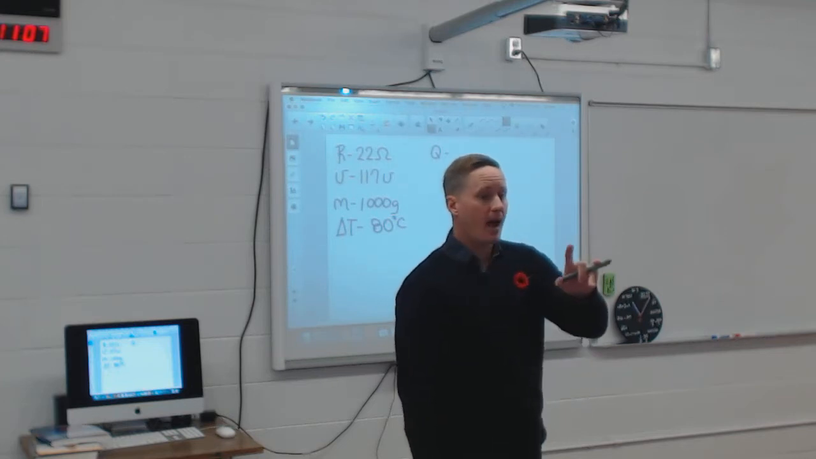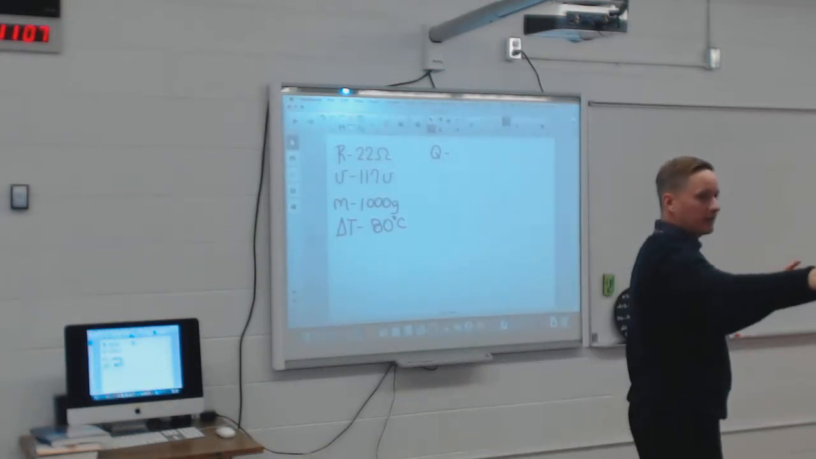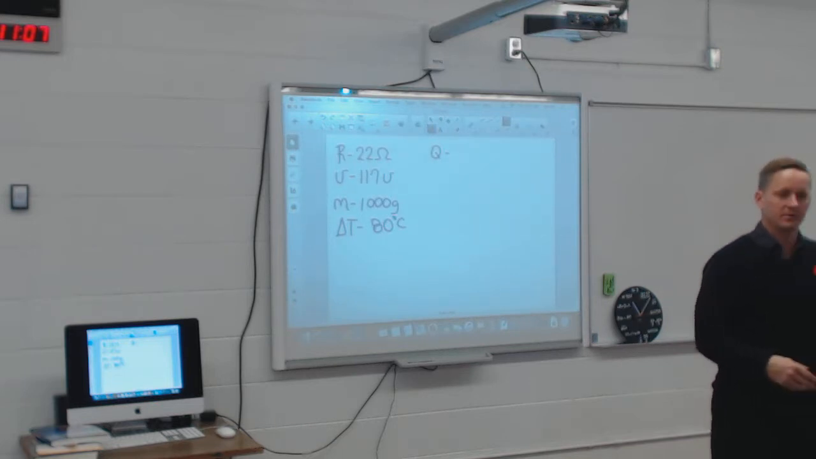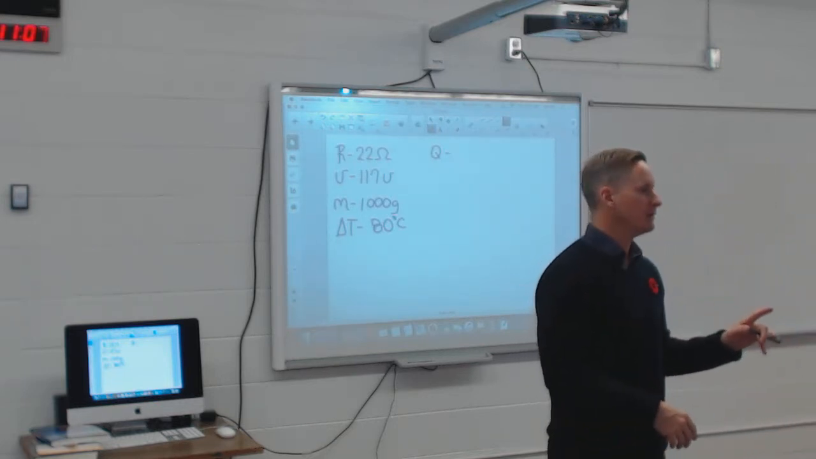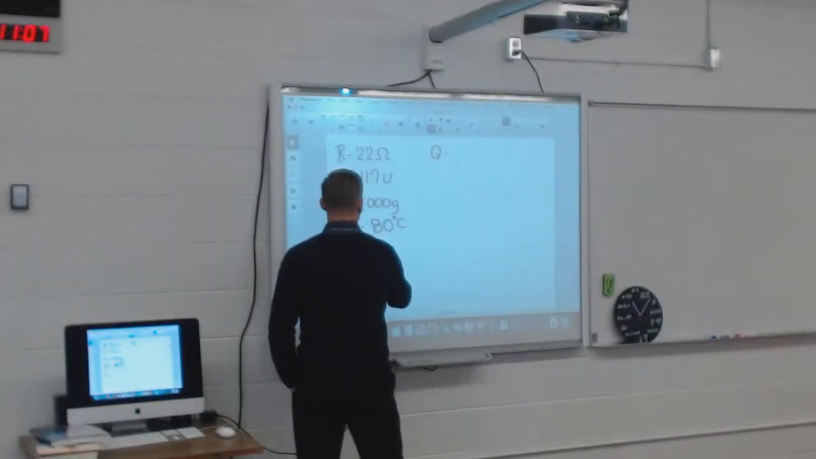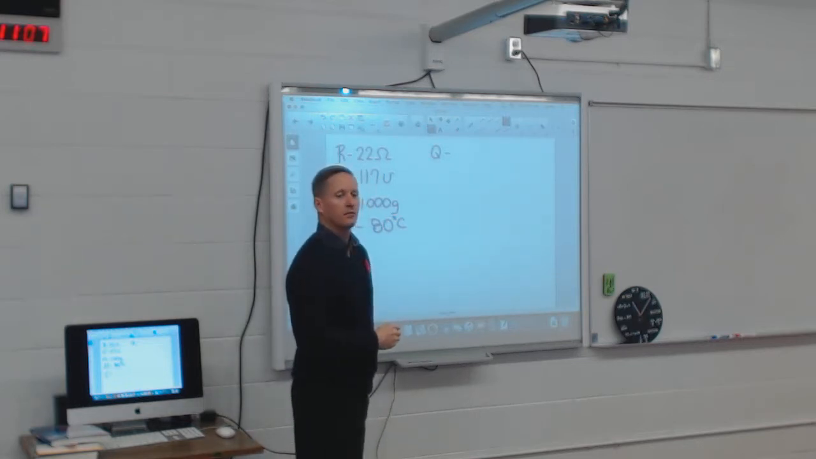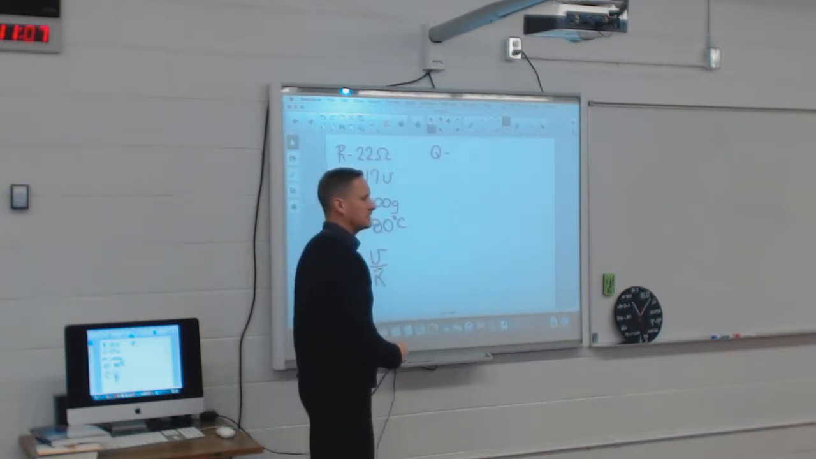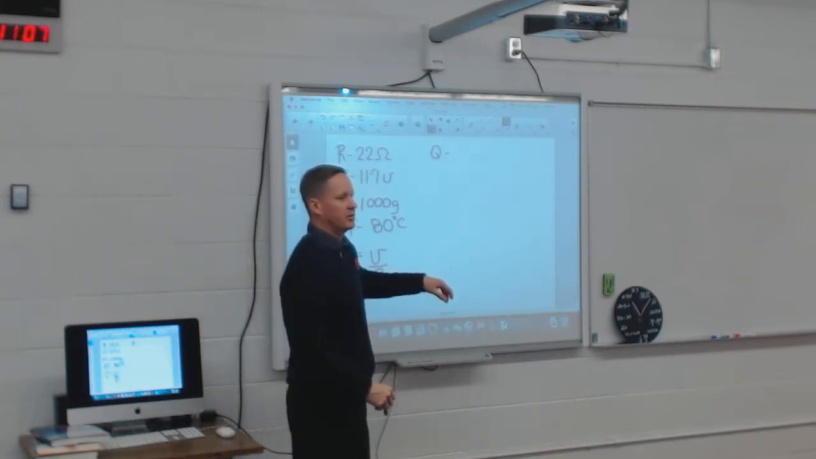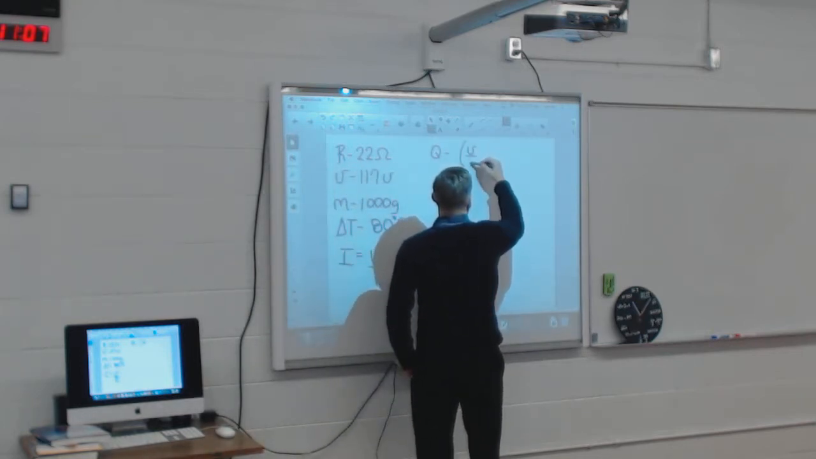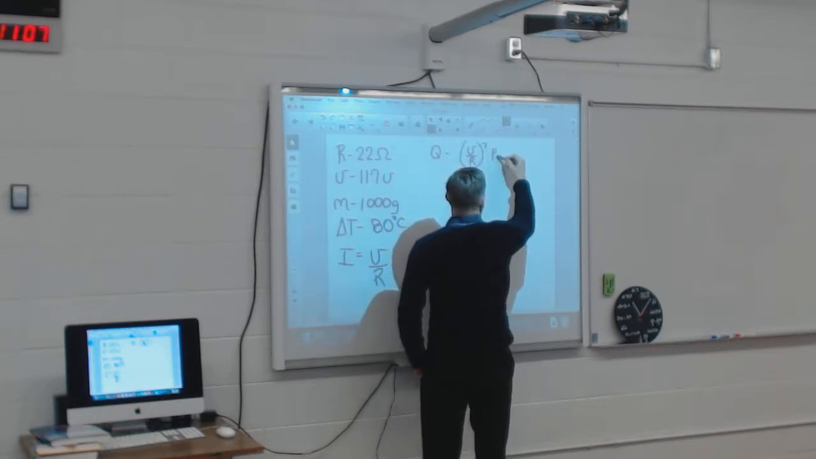Right. But you're absolutely correct, Dylan. It's V equals IR, right? That's where you're going with? But what if I did a substitution? Instead of using I in the equation, because I don't have it, what is I equal to in Ohm's law? I is equal to V over R. That's right, Cooper. So if I substitute this into the equation instead of I, I would get V over R squared R T.